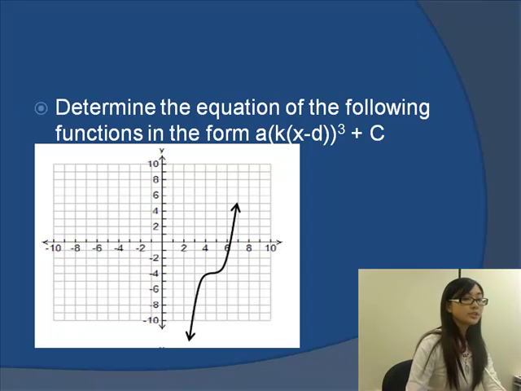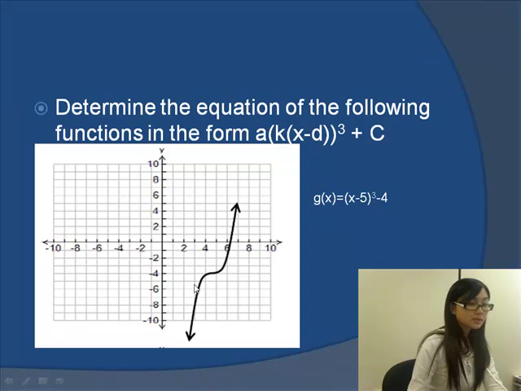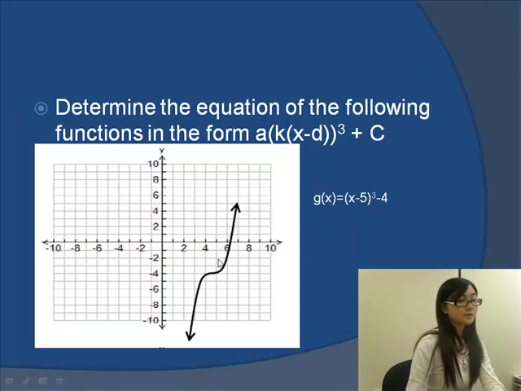Here we're given the graph, and we're asked to determine the equation from the graph, and write it in the form a times (k times (x minus d)) cubed plus c. First of all, we see that the graph has transformed 5 units to the right, 4 units down, and that's all that it did. It did not stretch or compress. So the final answer will be g of x equals (x minus 5) cubed minus 4.